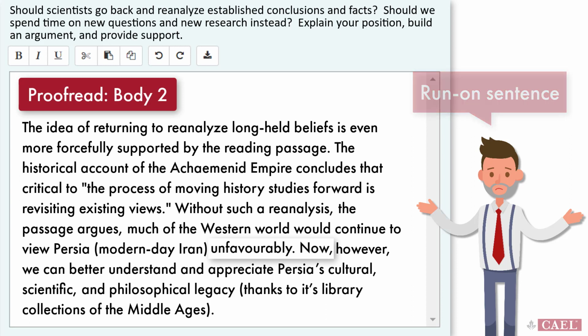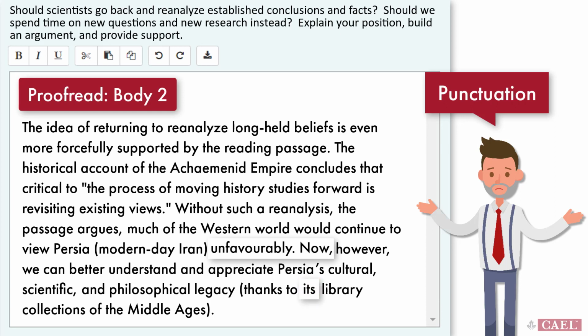The second mistake deals with punctuation. This is an easy mistake to make, especially when you're writing or typing quickly. I'll change "it's," which means "it is," to "its" without an apostrophe, which shows possession.